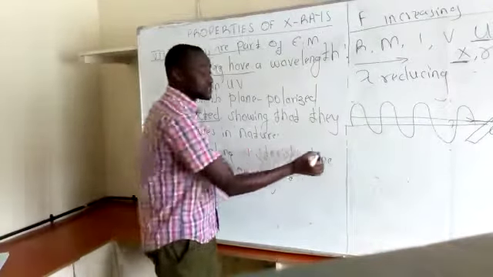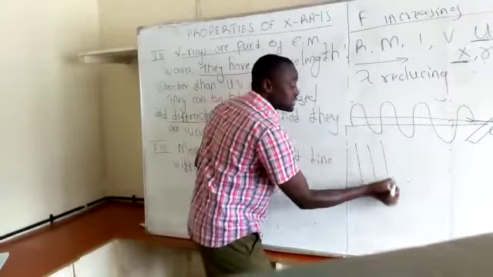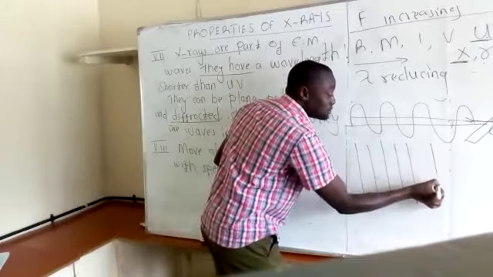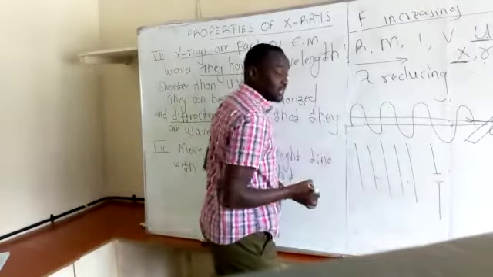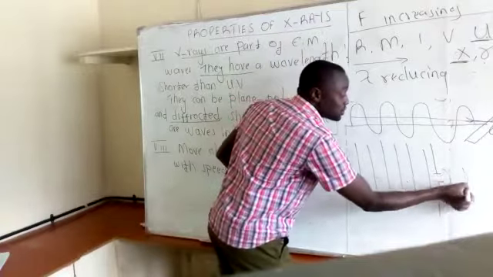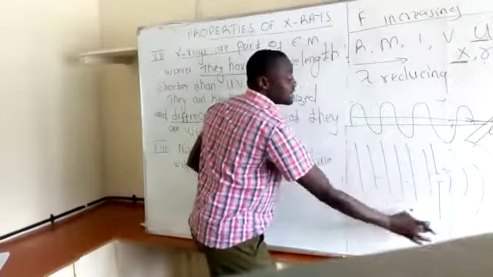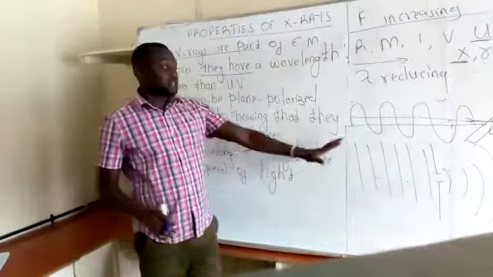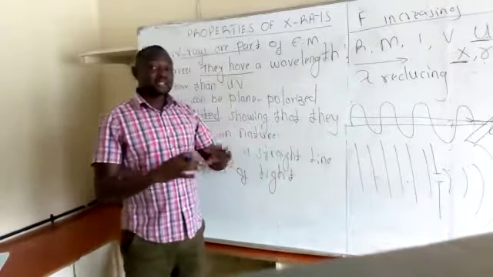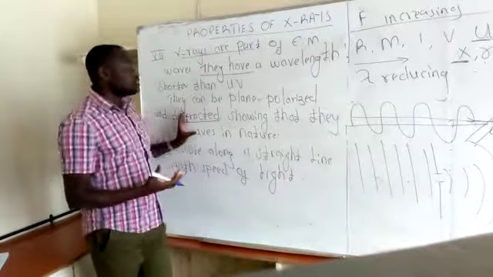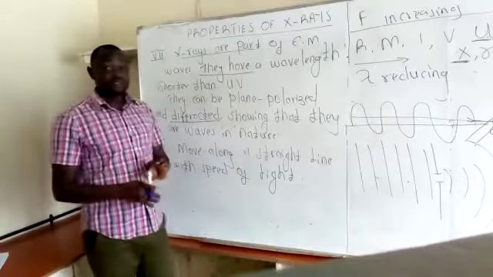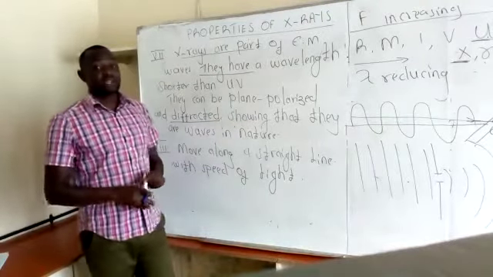Remember, diffraction is where if we have waves and they get through an obstacle which has an opening, then the waves are able to spread behind the obstacle. That is diffraction. So X-rays, just like all the other waves, they exhibit all the properties of waves, and therefore they are waves in nature.